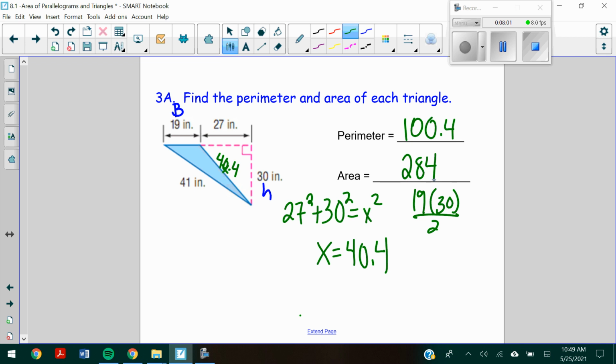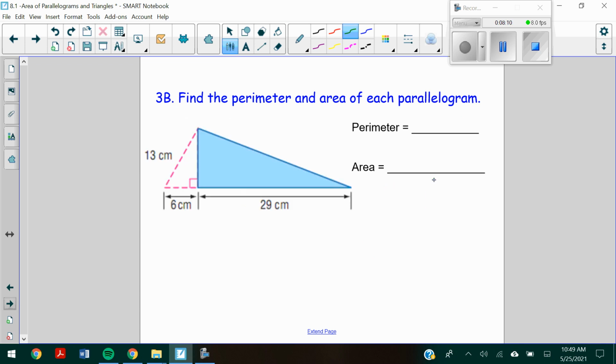So tomorrow, your notes are going to get checked, and you're going to have to make sure that you have a 285 there, not a 284. Okay? All right, so find the perimeter and area of this. Ooh, that should say triangle.